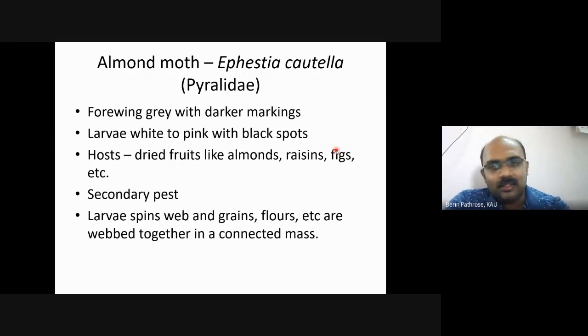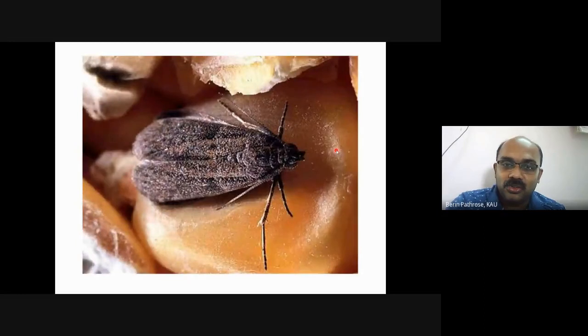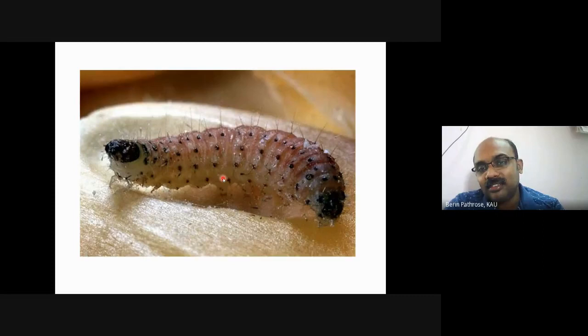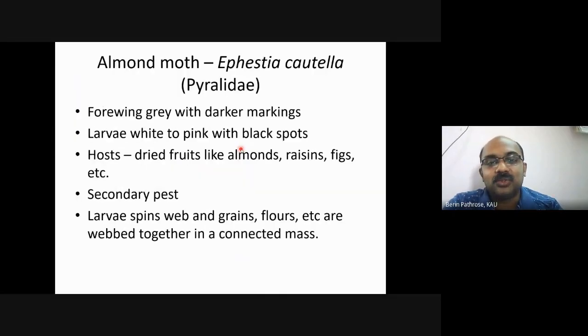Normally we don't see the adults. I have seen it mainly when I got an infested sample of dried figs. It was fully infested with this Cadra cautella, Ephestia cautella. The forewings are gray with darker markings. I will show you. And the larvae is white to pink in color with black spots on the skin.